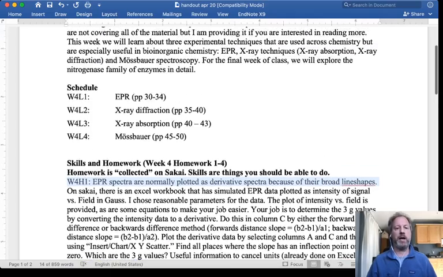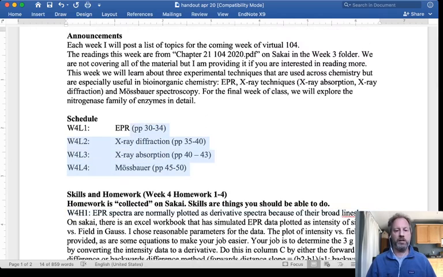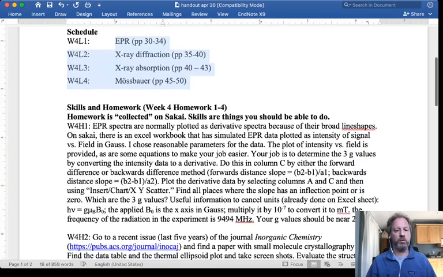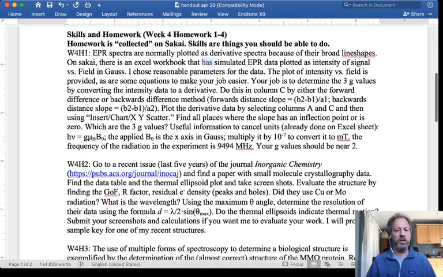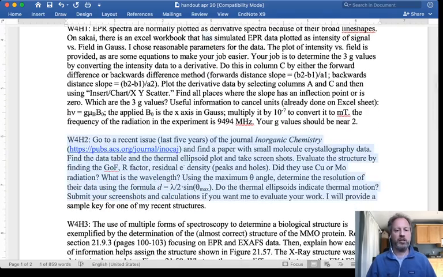And actually, let me step back and say, for these experimental techniques, I'm not really focusing on how the instrument works. I'm giving a little bit of that detail, but I'm more interested in you understanding how to know what kind of data you can get and what it's useful for. So this question is about EPR. This one is about X-ray diffraction. So I want you to go to a recent journal article and take a look at some of the metrics that I describe in the video.